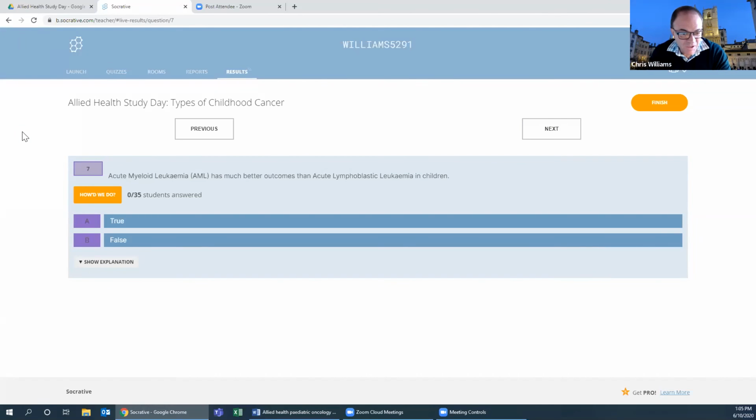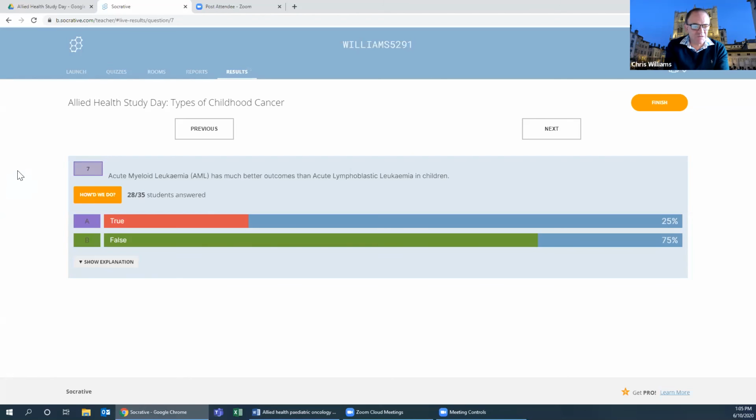Is this true? AML has much better outcomes than ALL, acute lymphoblastic leukemia in children. Let's have a look. So it is false. AML is a much worse outcome. So about 62% of all children that get AML will survive their disease, and around about 92% of children that get ALL will survive their disease.